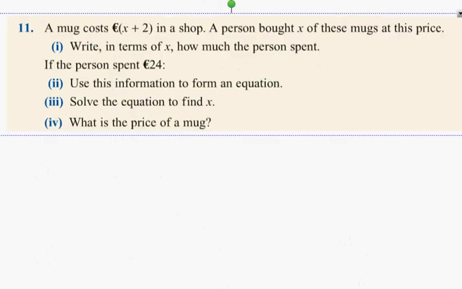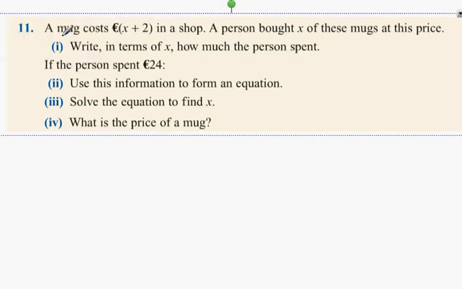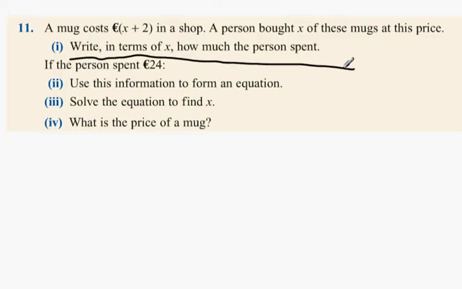Okay. This is a reasonably tough one. Is this the last one? Go, Jan. Read it out. So, a mug costs x plus €2 in a shop. A person bought x of these mugs at this price. Write in terms of x how much the person spent. Stop there. Good. So they spent x multiplied by x plus 2.